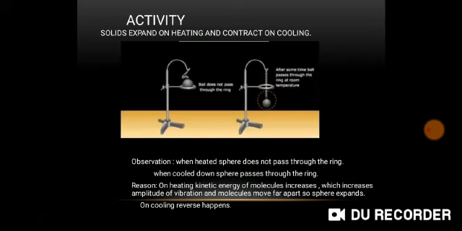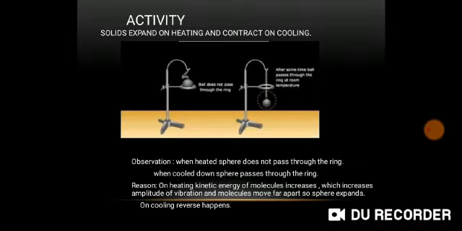You need to take two observations. Your observations will be, when you heated the sphere, it does not pass through the ring. Why? Because it has expanded. You will feel that the sphere has expanded on heating and it is not passing through the ring. When it is allowed to cool down, the sphere passes through the ring easily. What is the reason? Reason is that on heating, kinetic energy of molecules increases. Molecules absorb energy and they use this energy to increase their kinetic energy, which increases amplitude of vibration, and molecules move far apart from each other, so the sphere expands and it is not passing through the ring.